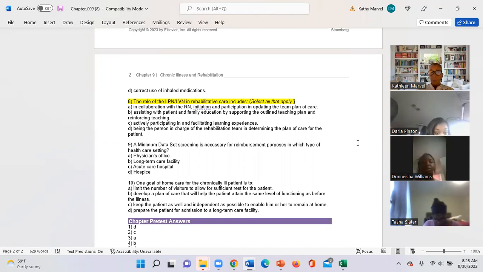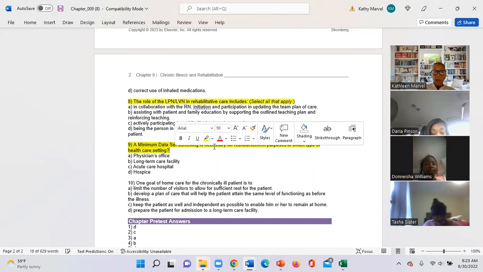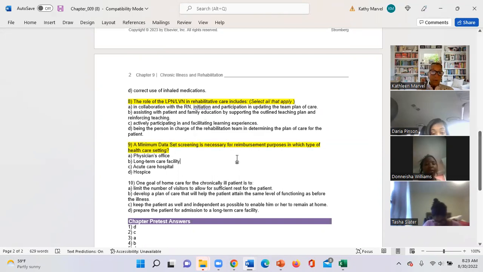Okay. This is also in your reading. Minimum data set screening is necessary for reimbursement. In which type of care? If you haven't done the readings, you're not going to know this yet.